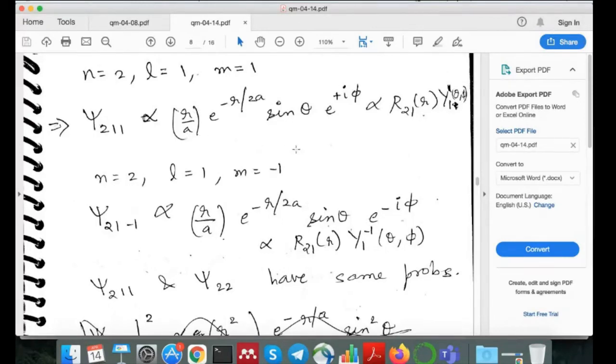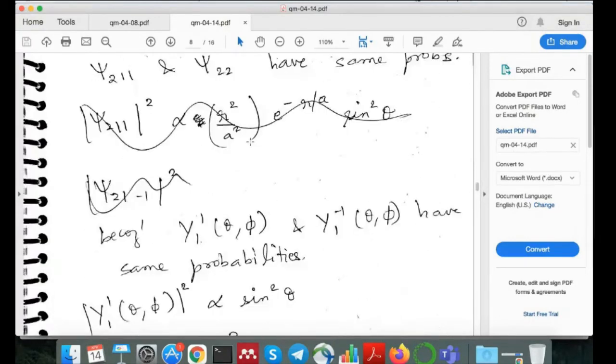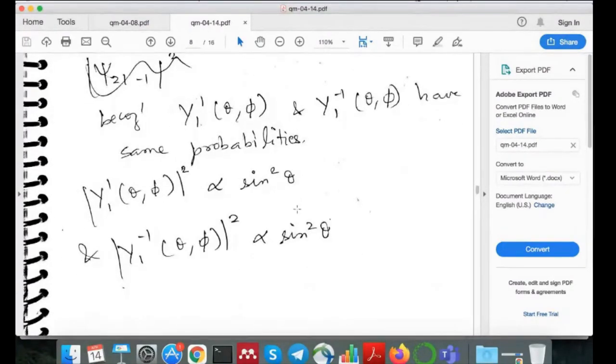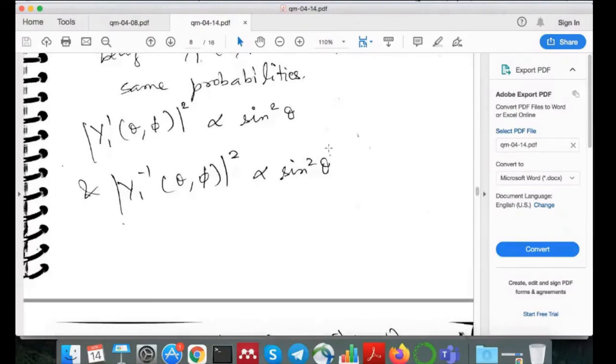Okay, so this will be your probability. If you now calculate probabilities, they will have the same probability. We are keeping the r part aside because they are exactly the same. Let us see what happens if you take the square of the Y part, the angular part. They also turn out to be the same, because e power plus i phi cancels out with e power minus i phi. So you'll get e power 0, which is 1. I hope that is clear, right? We are just taking the complex conjugate, and that's why the probabilities turn out to be the same. All right.